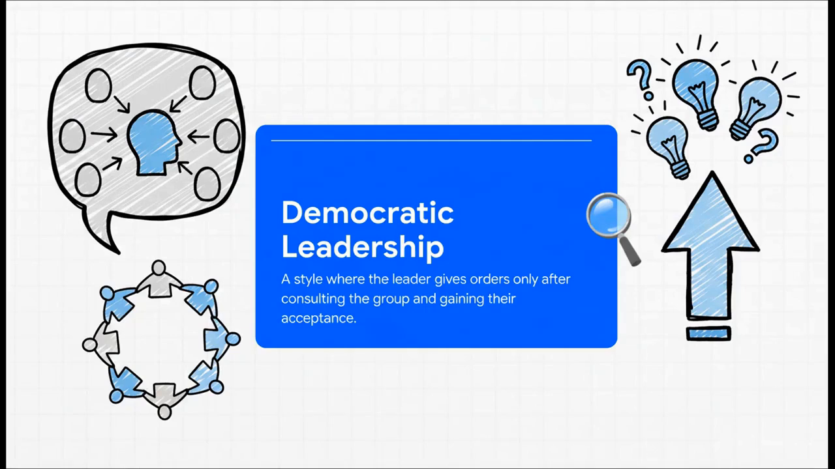Next, we swing to the complete opposite end of the spectrum, democratic leadership. This is the let's huddle up and figure this out together approach.